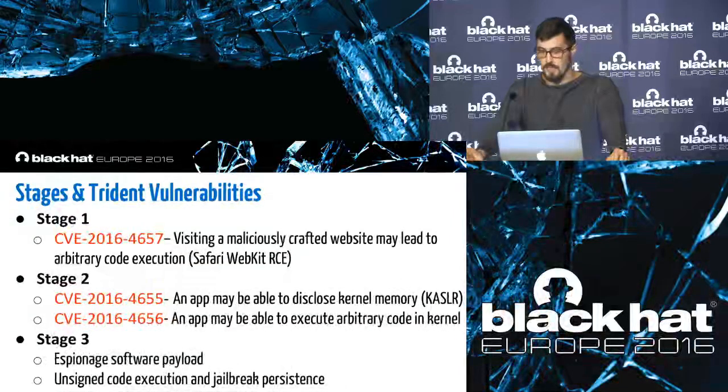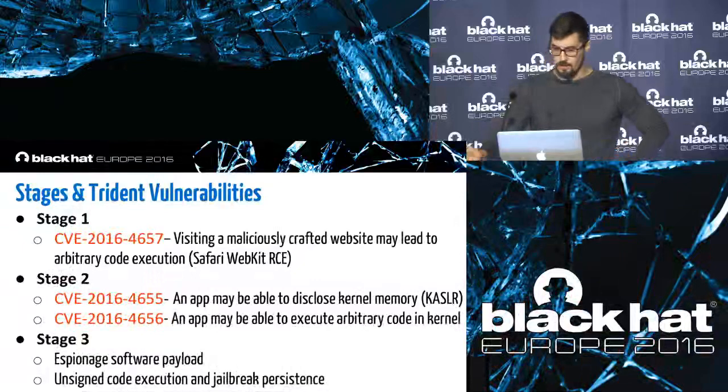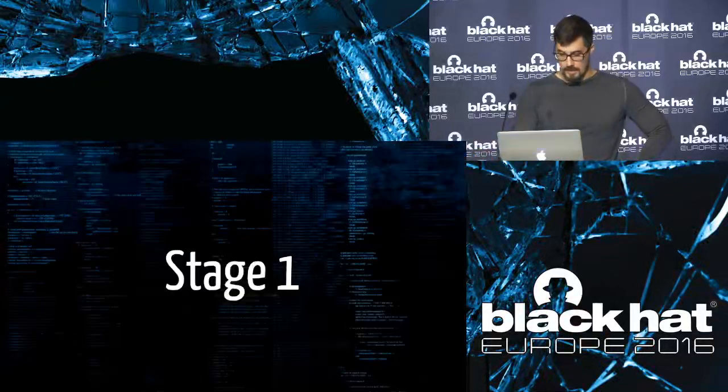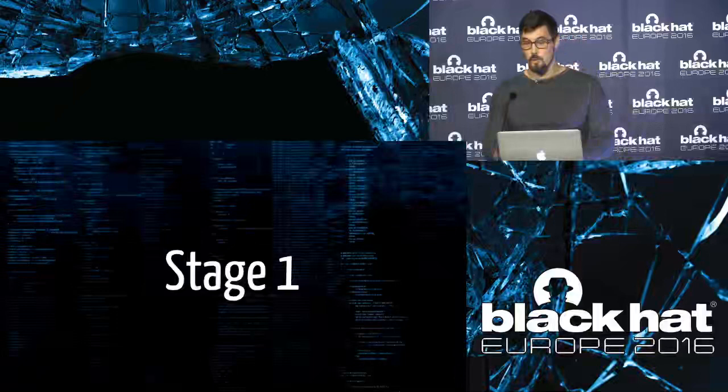CVE-2016-4655 and 4656. One is a memory info leak to bypass KASLR, and 4656 is a vulnerability that allows kernel-level code execution. And finally, it jumps to stage 3, which installs espionage software and uses a special trick to run unsigned code execution and achieve jailbreak persistence. So I will check each stage in more detail.